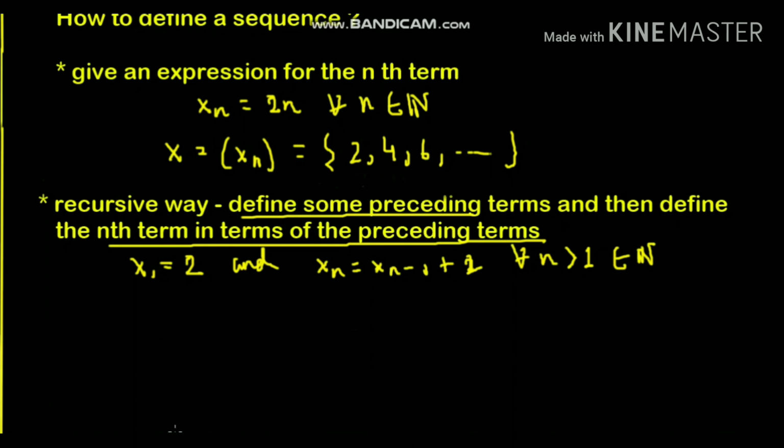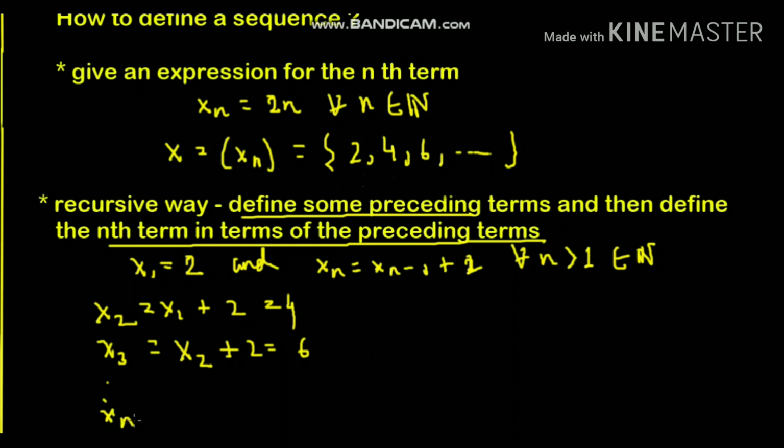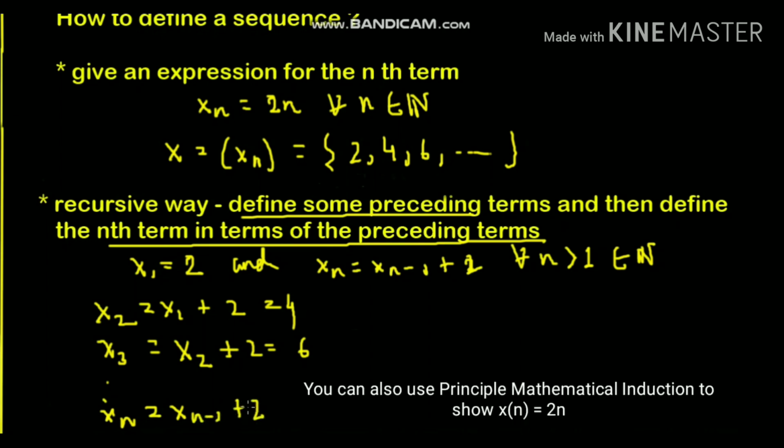If you check these conditions and then write the value of x of 2, x of 2 will come out to be x of 1 plus 2, which is 4. 2 plus 2 is 4. Then if we want x of 3, it will be x of 2 plus 2, which is 4 plus 2 equals 6. And if you continue like this, look at the pattern: by the formula, x of n is x of n minus 1 plus 2.